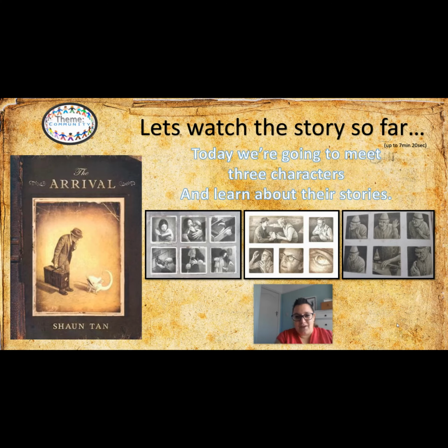So the characters we're going to meet, we've got 3 images here, show us a little bit about who they might be. We seem to have a young girl. We seem to have a man about the same age as the arrival, so our main character, and an older gentleman here. Pause the video now so you can have a little think and make a prediction about why we might hear about each of these stories.